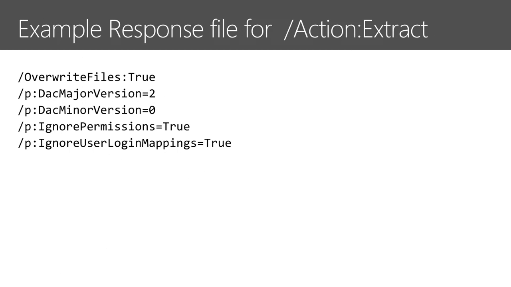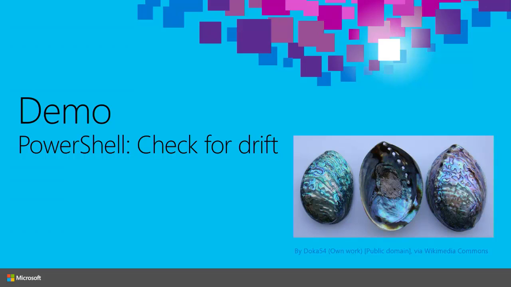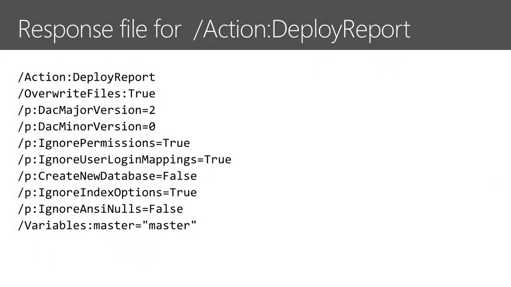And this is what a response file might look like. I've got overwrite files, true, I can specify the DAC major version, and then I can specify some properties that I want to use in this case. It's the same thing for a deploy report. Interestingly enough, you can actually put the action inside the response file. So the only command on the command line might be SQL package at response file, everything else in the response file. Keeps things nice and tidy. We can specify standard options, properties, and SQL variables.